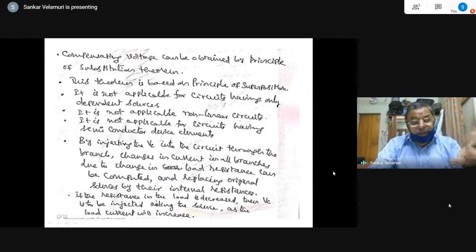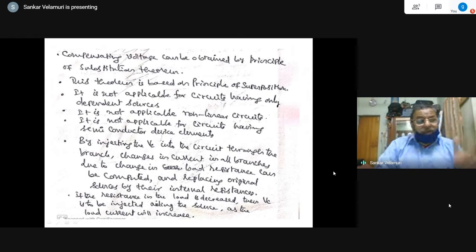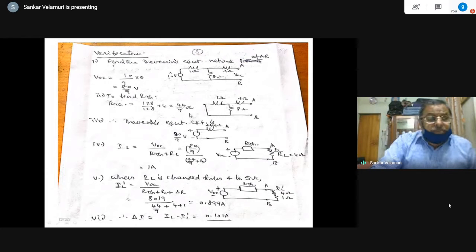As long as that can be obtained, there is no problem. And you can verify how to obtain the compensating voltage. Go back to the original network and apply this voltage in such a way that it opposes this one, and then get the compensating voltage for the various cases, right?